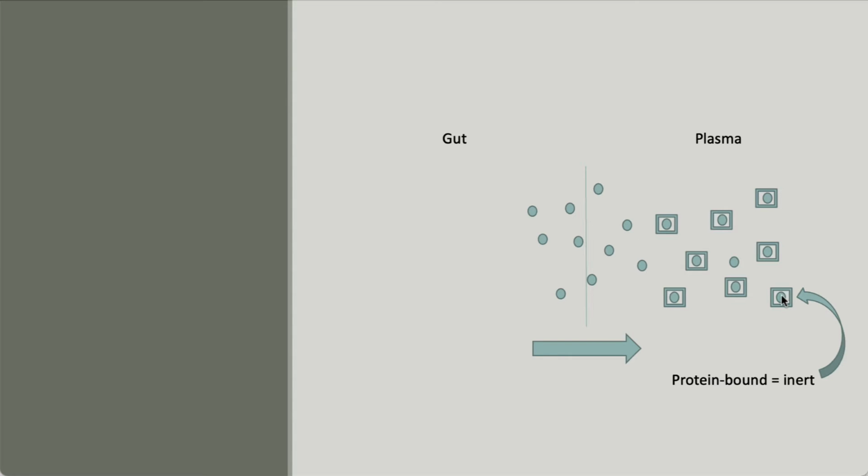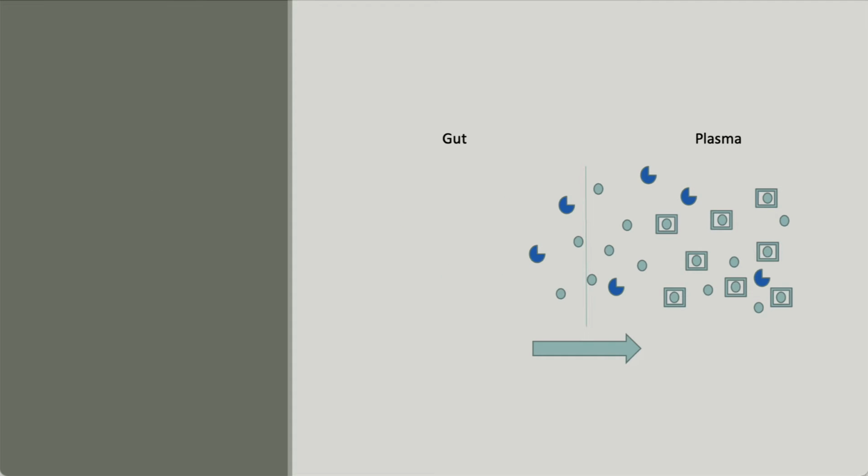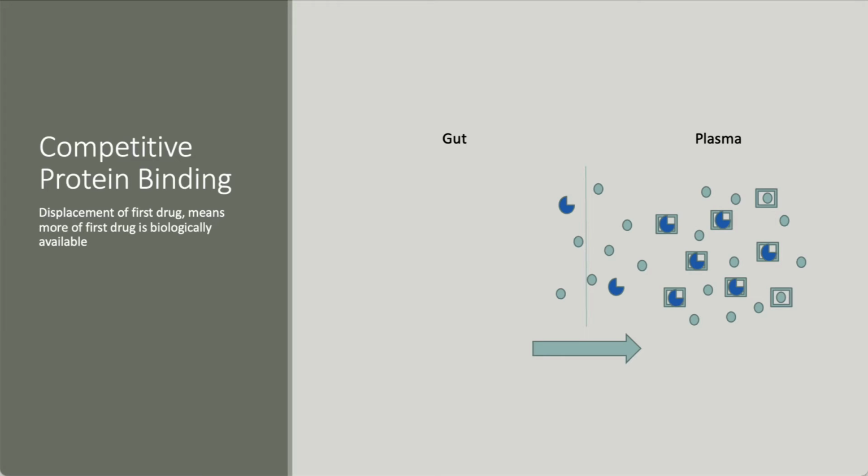Again, when it's bound to the protein, not useful, it is inert, but when it's floating freely in the plasma, that is biologically active, okay? Biologically active. Now, let's take another highly protein-bound drug that gets ingested, and now it's going to go into the bloodstream. And as it goes into the bloodstream, it's also highly protein-bound, so it's going to start kicking off some of these protein-bound first drugs.